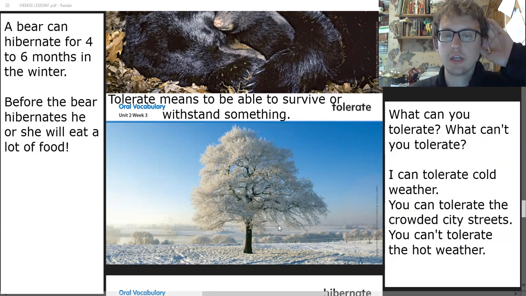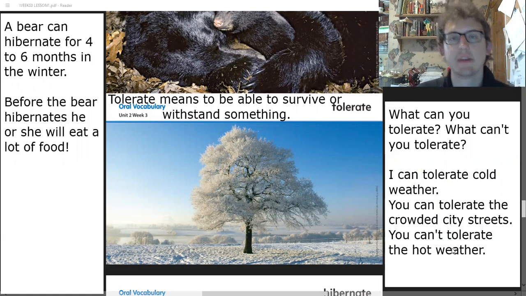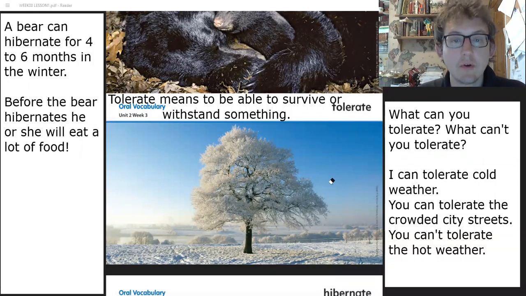The oak tree can tolerate the cold winter. What can you tolerate? What can't you tolerate? I can tolerate cold weather. You can tolerate the crowded city streets. You can't tolerate the hot weather. Okay, very good. Now, if you want to practice some more, you can hit pause, but I'm going to erase it so we can learn our last word for today, okay?